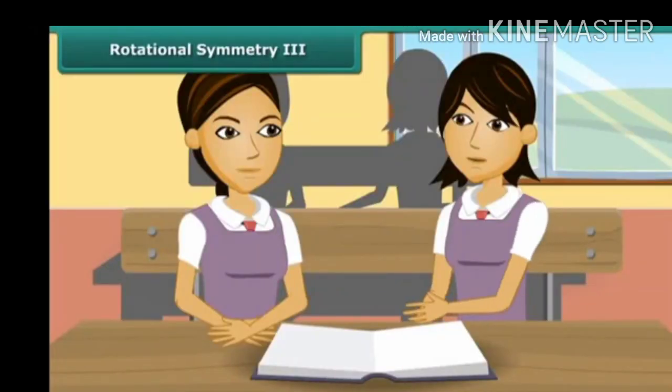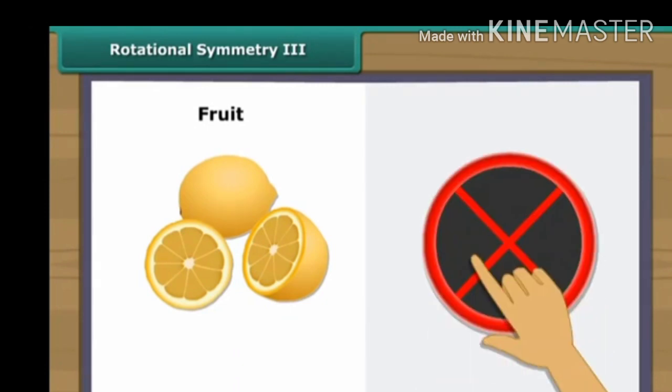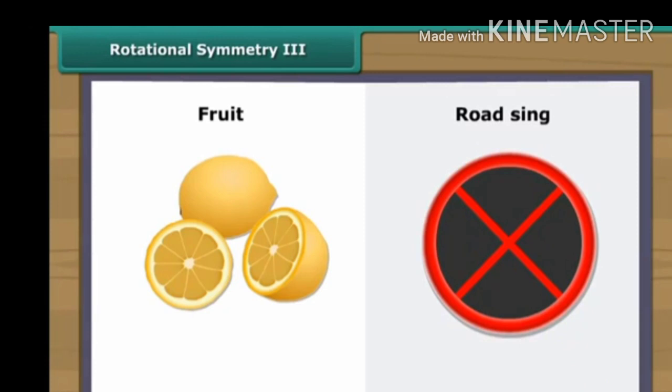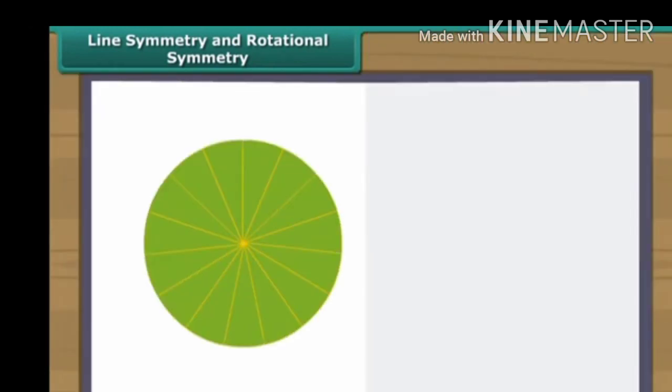Priya, can you tell the shapes around us which have rotational symmetry? Yes. When we slice certain fruits, the cross sections are shapes with rotational symmetry. There are many road signs that have rotational symmetry. Do you know which is the most perfect symmetrical figure? Is it the circle? Yes, the circle is the most perfect symmetrical figure.